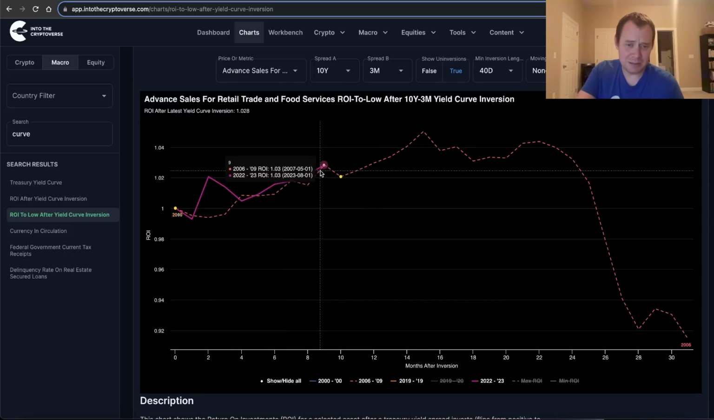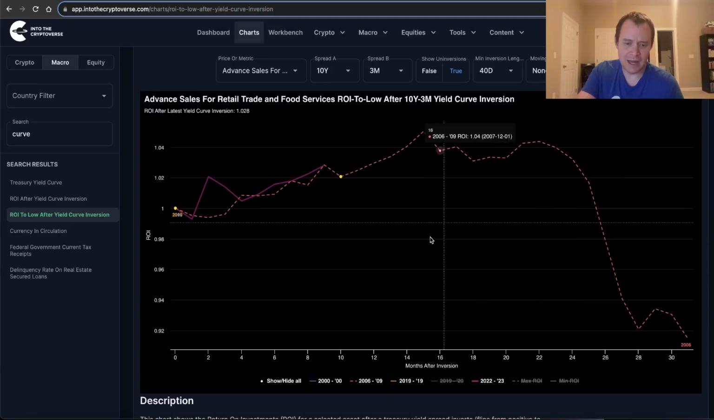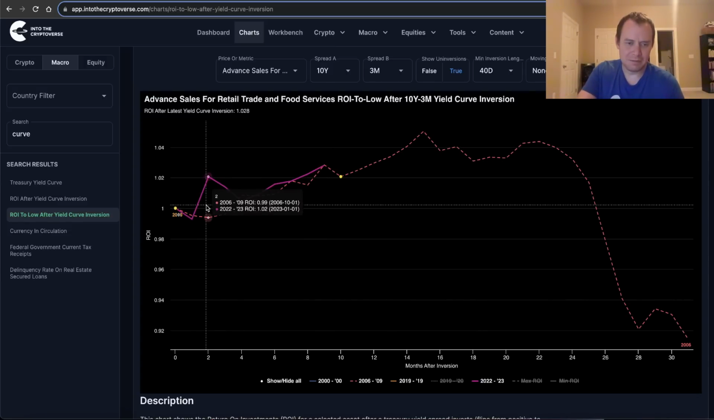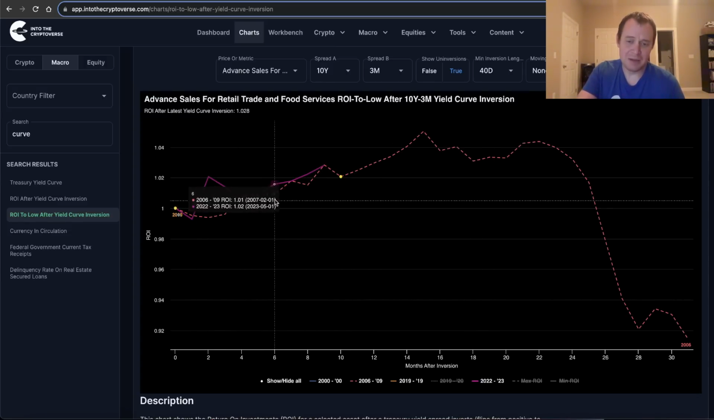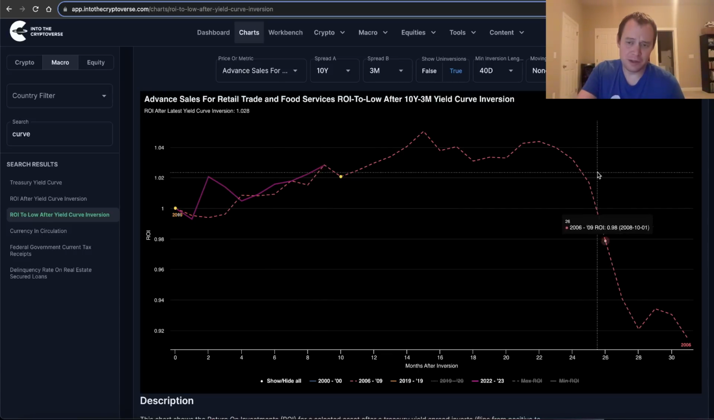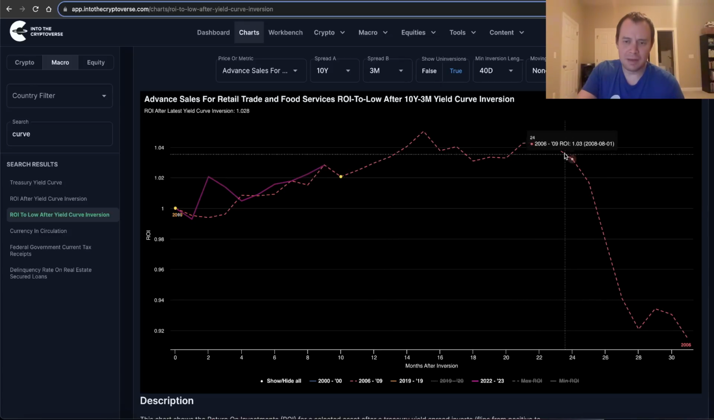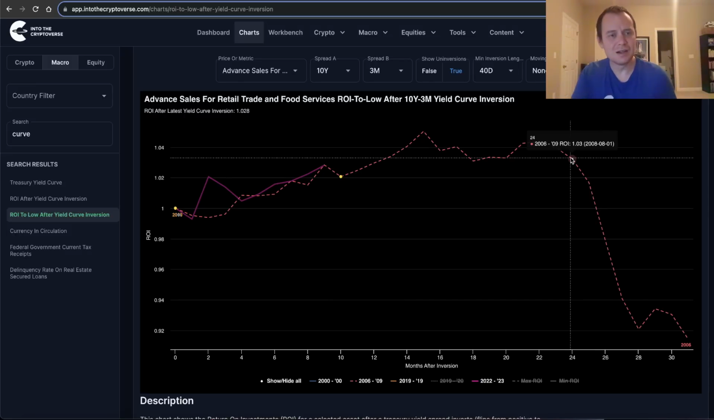But again, at this point, it's actually tracking what was going on after the inversion back in 2006. Okay, so 2006, 2007, 2008, this is what was actually happening to this metric during that time. And you can see it actually took a long time for it to really fall off this cliff. So right now, this is month 9, month 10. It didn't really fall off until month 24, right? I mean, you're talking another year before it actually fell off.